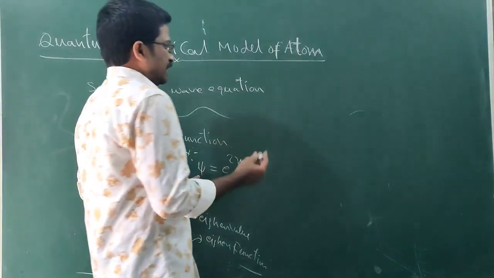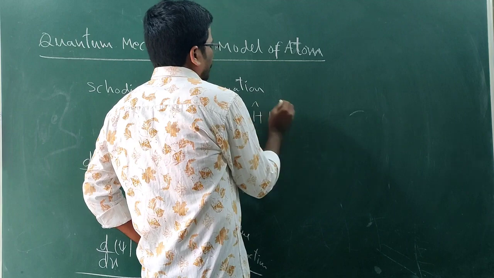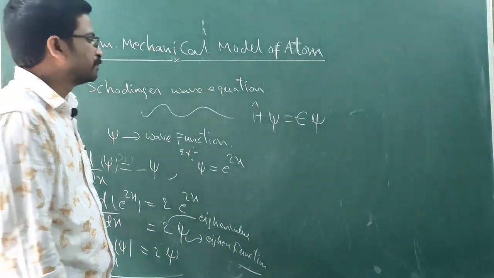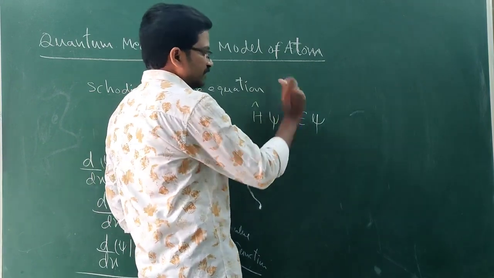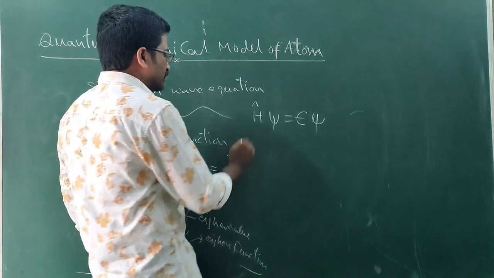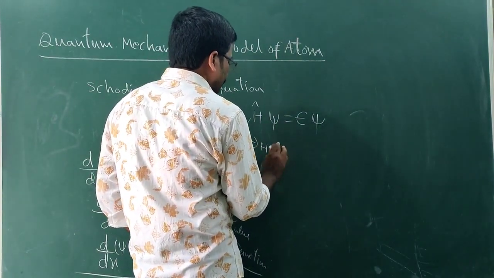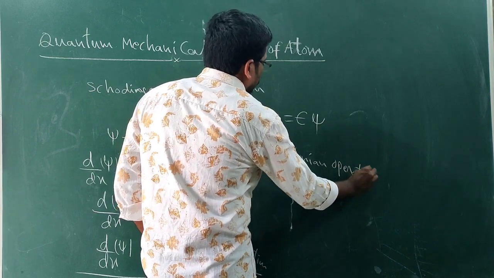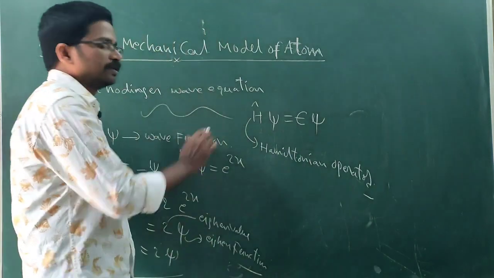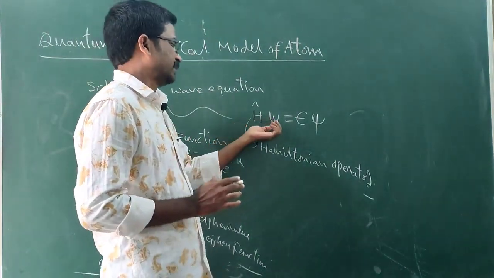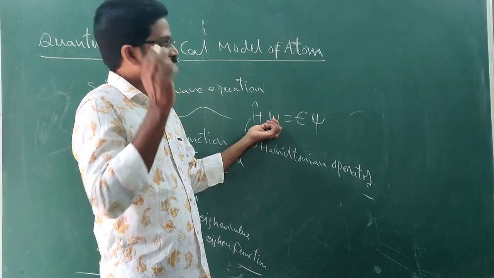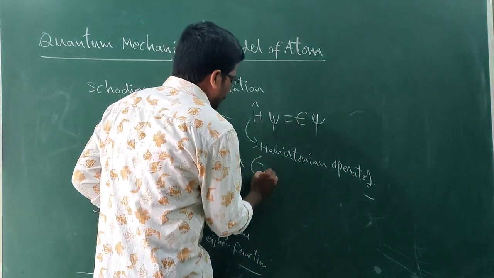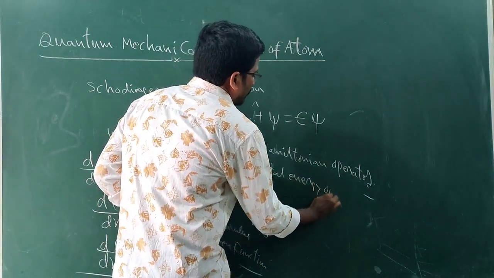Let us take another case. When the Hamiltonian operator is operated on a wave function, you get the energy and the wave function. This is known as the Hamiltonian operator. This is the energy operator, also known as the total energy operator.